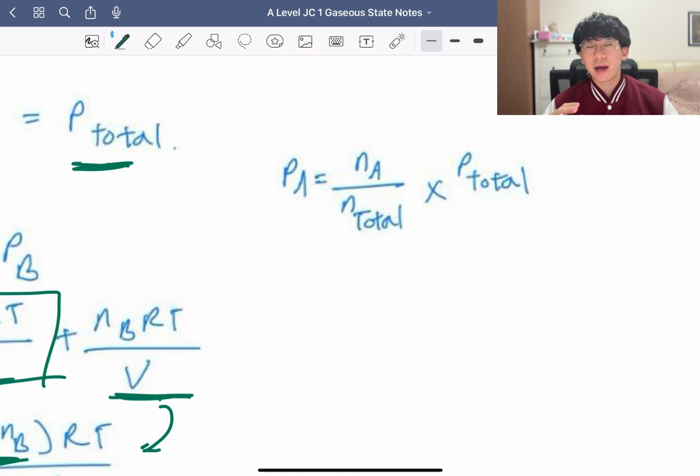So if I have, let's say, 10 moles of gas in a room, and 1 mole of gas is occupied by my fart, for example, the partial pressure of my fart in the whole system would be 1 over 10 times the whole pressure.